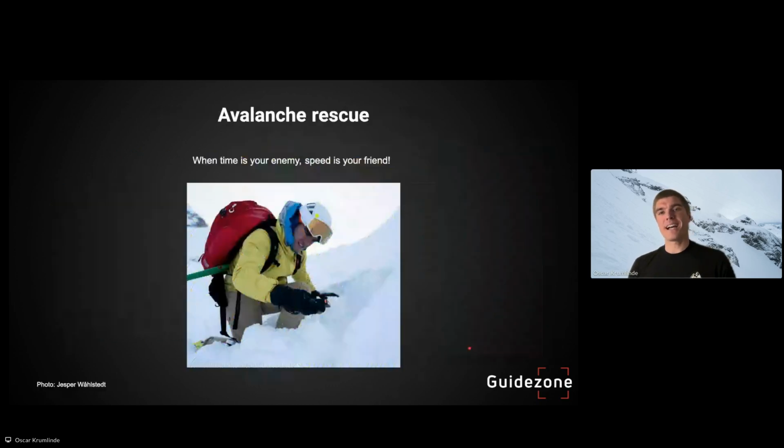And with that said, we're going to move into the final section. Maybe our four friends were not so lucky, or they were a bit aggressive in their behavior and pushed on when they shouldn't. So their avalanche rescue skills will be tested.